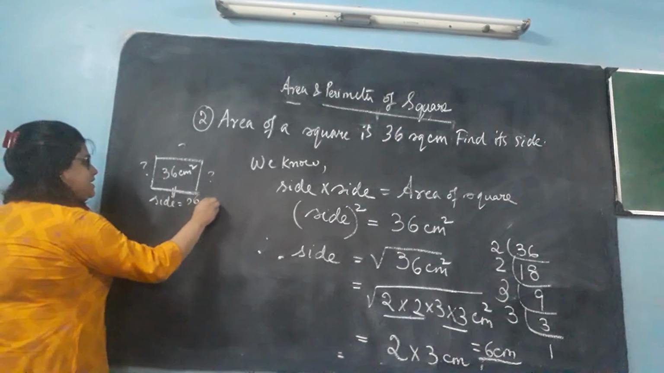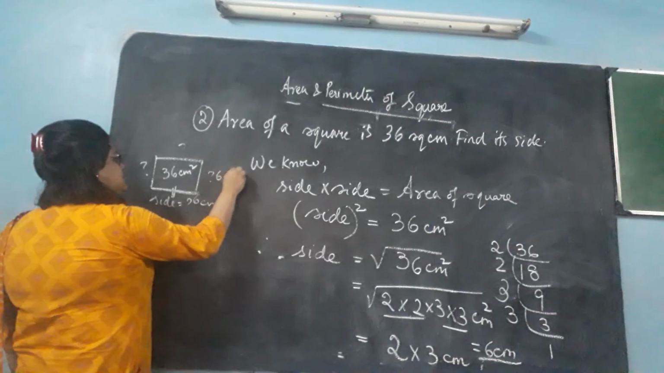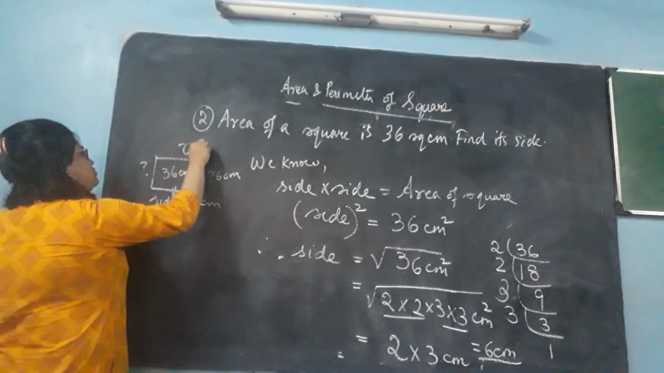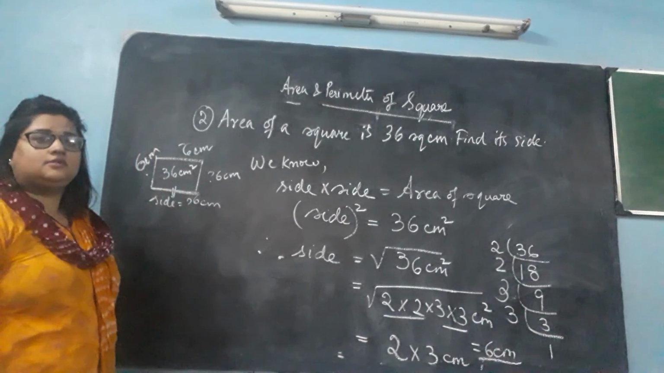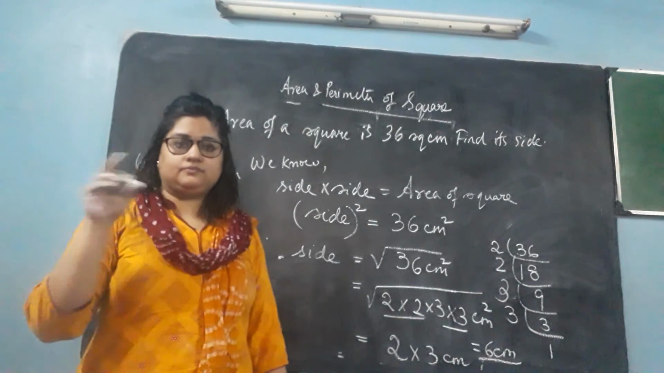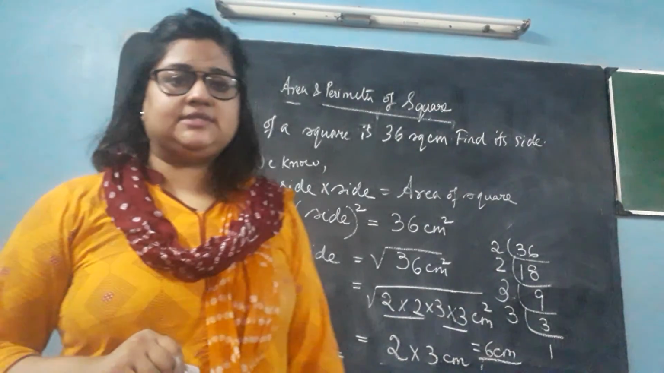So the side of the square measures 6 centimeter, and if we know one side, the square measures similar in all, the line segments are the same.